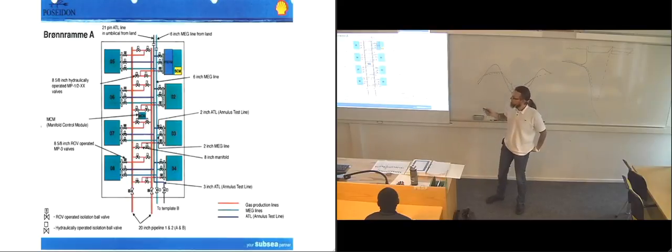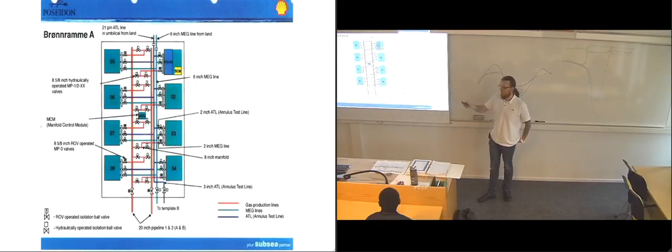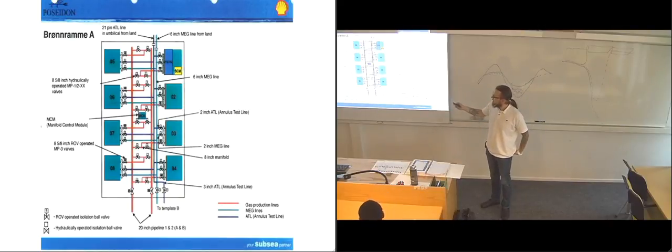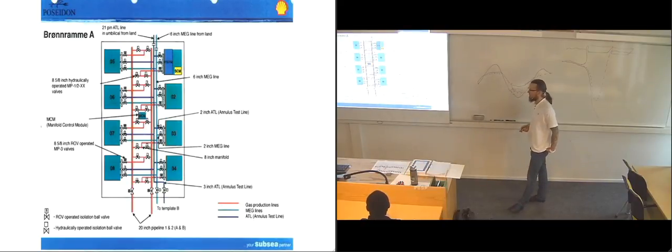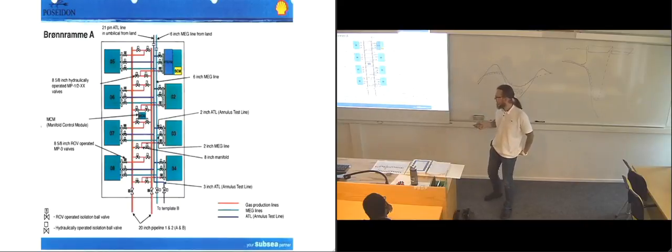So they can, if they want to, shut off an entire side of Christmas trees and keep producing on the other side. If for some reason they need to do that for maintenance, they can shut off all of these valves going between them and just send out a flow through one pipeline. So that's one of the possibilities they have. As you can see, there's quite a lot of different types of valves. All of them are ROV operated.